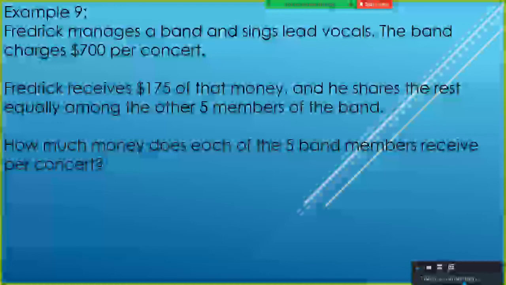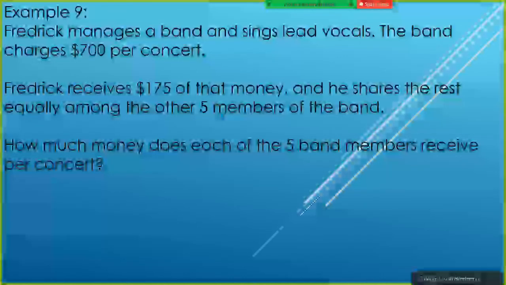Number 9. Frederick manages a band and sings lead vocals. The band charges $700 per concert. There's some math, some numbers. Frederick receives $175 of that money, and he shares the rest equally among the other 5 members of the band. How much money does each of the 5 band members receive per concert? So not Frederick, but how much did the rest of the band get individually?